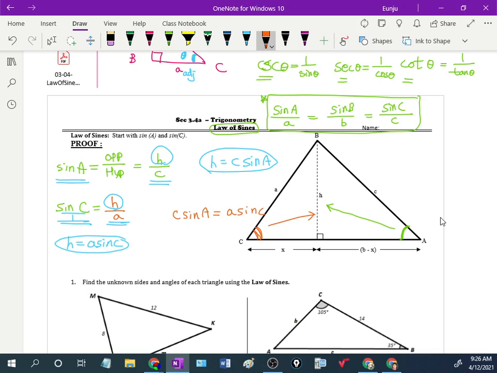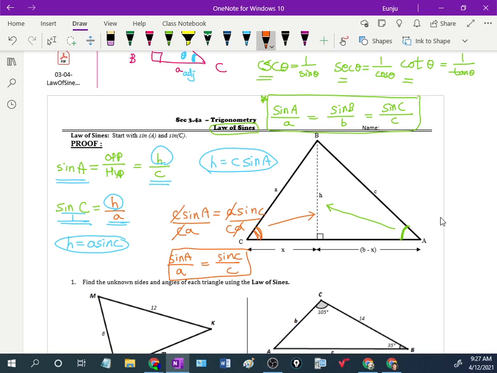Can I rearrange this by dividing both sides by a? Sure. Can I divide everything by c? Sure. We divide everything by a and c, knowing that both are not 0. Then we cancel one of the factors and conclude that sine A over a is the same as sine C over c. This is part of the trig equation called the law of sines: sine A over a equals sine C over c.